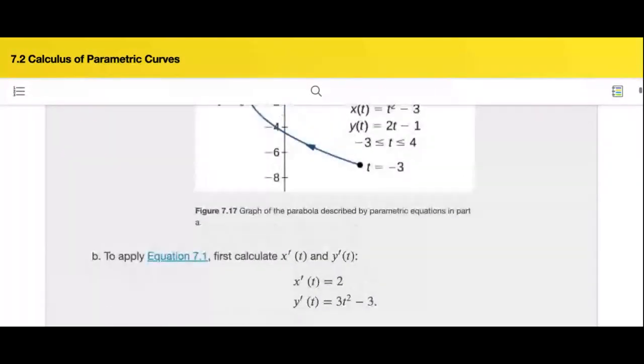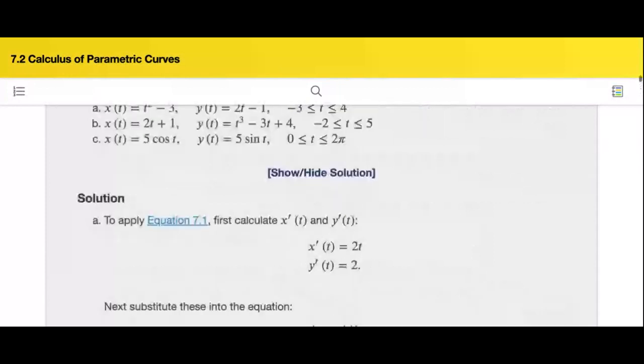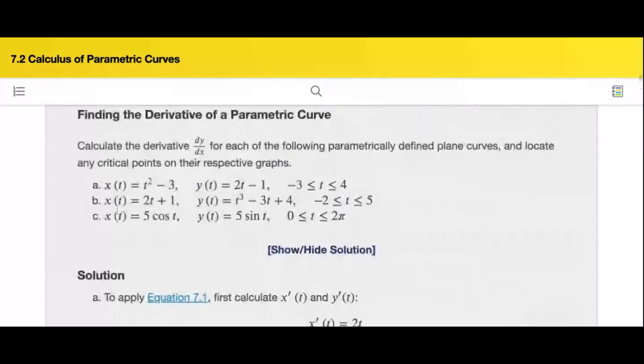So part B: x of t is linear, and y of t is a polynomial of degree 3, and t is restricted from -2 to 5.